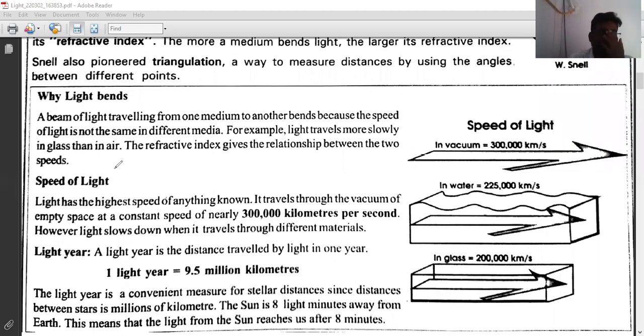Now look at the next point. Snell also pioneered triangulation, a way to measure distance by using the angle between different points. By using different points, you can find the distance between the two points.